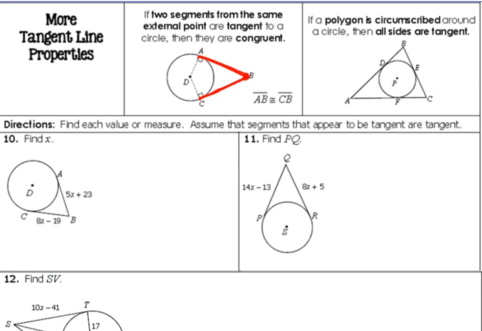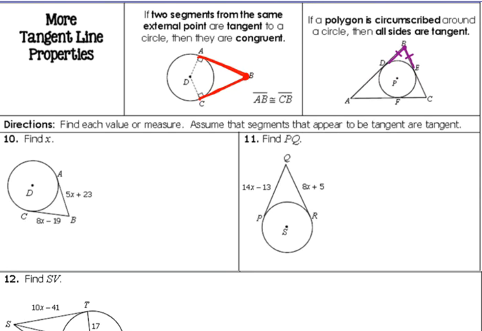Then a result of that is the second property. If a polygon is circumscribed around a circle, circumscribed just means it goes all the way around it, then all sides are tangent. Now, this picture makes it pretty clear that they are not all equal to each other. Clearly, AB, AF, those are longer than the ones at B and at C. But what it is saying is that these are tangent. They come from the same point B, so they are equal to each other.